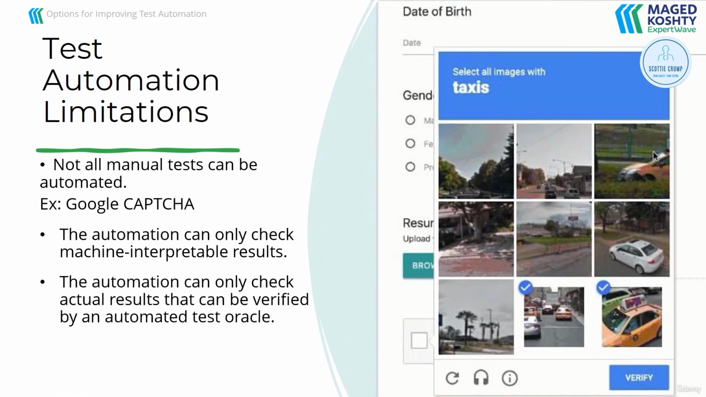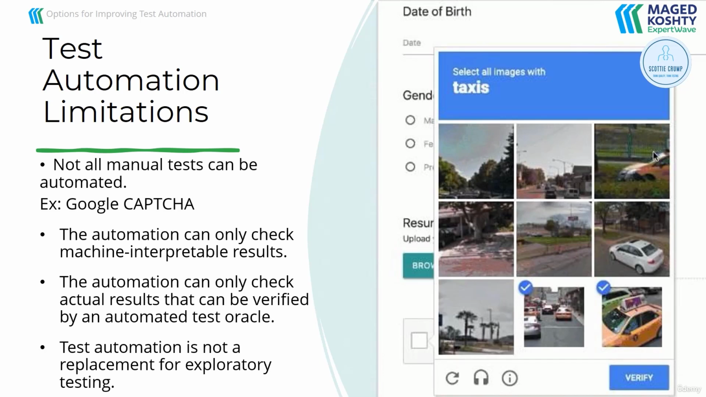The automation can only check actual results that can be verified by an automated test oracle. A test oracle is a mechanism to determine whether a given test case passed or failed. In most cases, this is done by comparing the actual output of the system under test, SUT, with the expected outputs. Since automated tests rely on a test oracle, it's impossible to automate test cases such as usability testing with no clear pass or fail criteria.